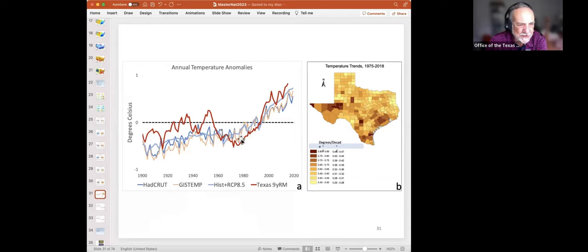Then temperatures dropped, and the 70s was about the coldest decade of the whole period. And then they increased since then at a fairly steady rate. That increase actually mirrors, slightly faster than, what's going on globally, with the other lines being observed global average temperatures, which are not as variable because you're averaging over the whole globe. And the smooth line is the average of a whole bunch of climate model simulations for temperature, which tracks with what actually happened fairly well.